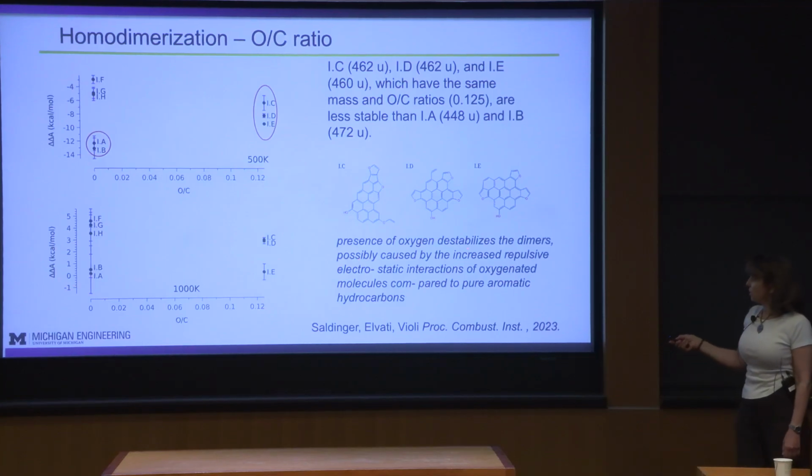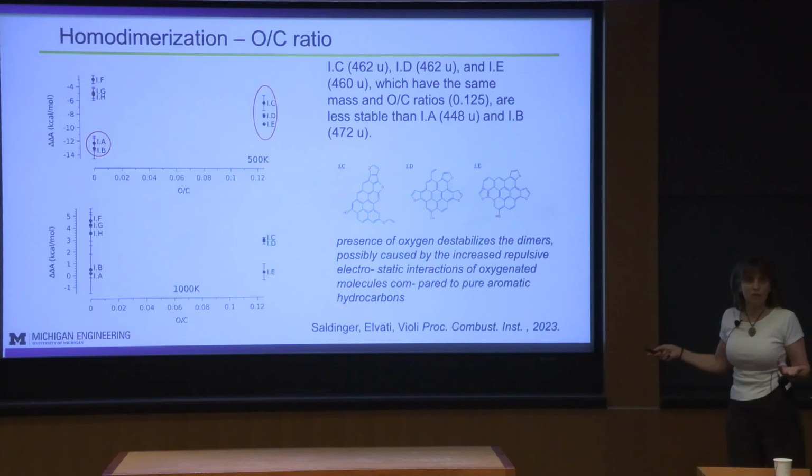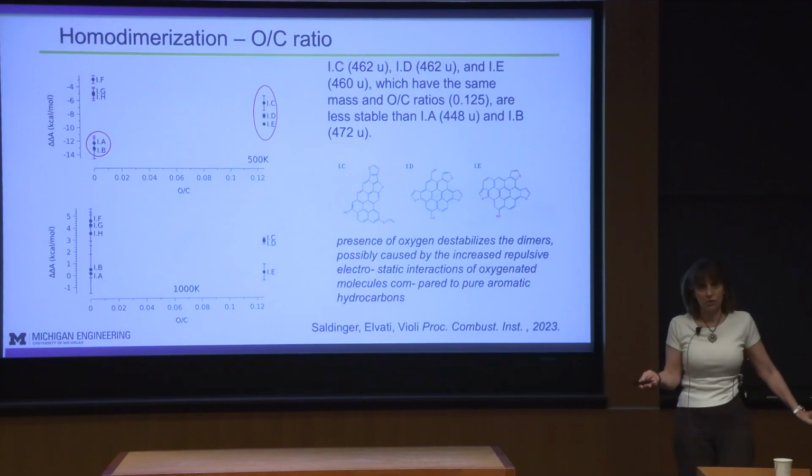So the presence of oxygen destabilizes the dimers. The reason we infer from chemical physics is possibly because of the increase of repulsive electrostatic interaction of the oxygen present on the structures compared with the pure hydrocarbon, in which oxygen is not present.